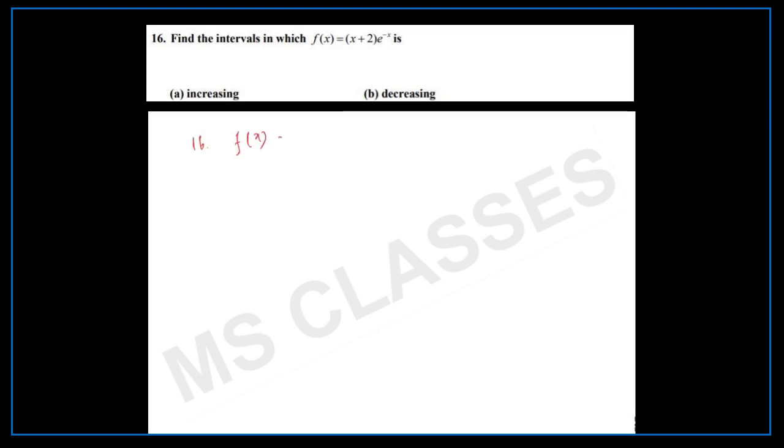F of x equals x plus 2 times e to the power of minus 6x. And we have to find the interval where it is increasing and decreasing. Now, we can see f of x is a product of a linear function and an exponential function.